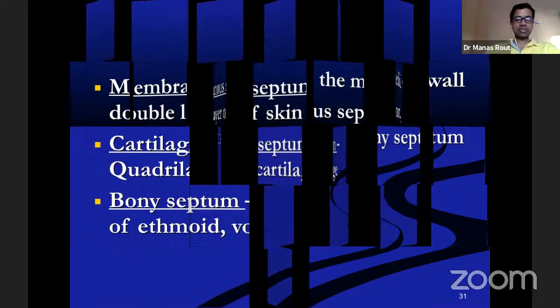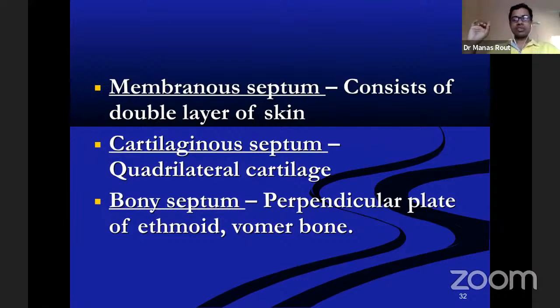Coming to that, what is this? The membranous septum is a very small area which consists of a double layer of skin only. Intervening, there is no structure like bone or cartilage, only double layer skin. Now, as you go posteriorly, there is cartilage, called the cartilaginous septum, which is made up of quadrilateral cartilage. Behind the quadrilateral cartilage is the bony septum. This bony septum is mainly formed by two major bones: superiorly the perpendicular plate of the ethmoid, inferiorly the vomer bone. These two constitute the major part of the bony nasal septum.